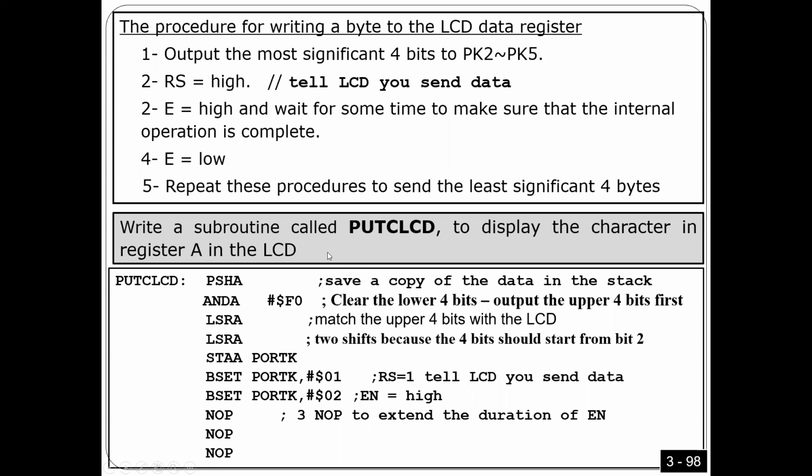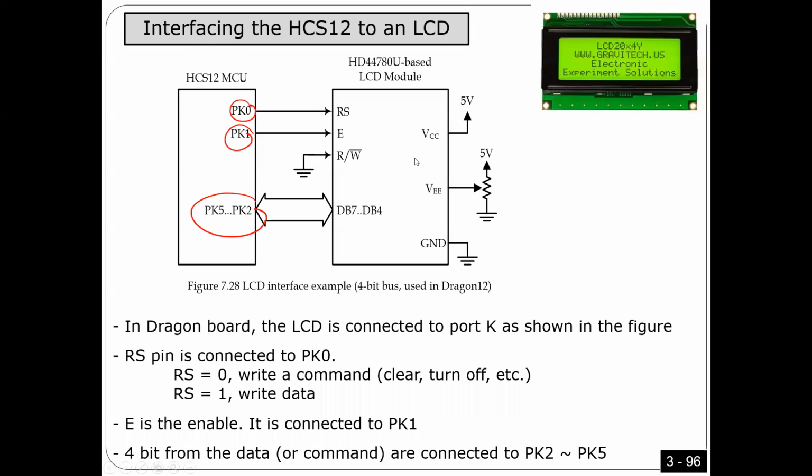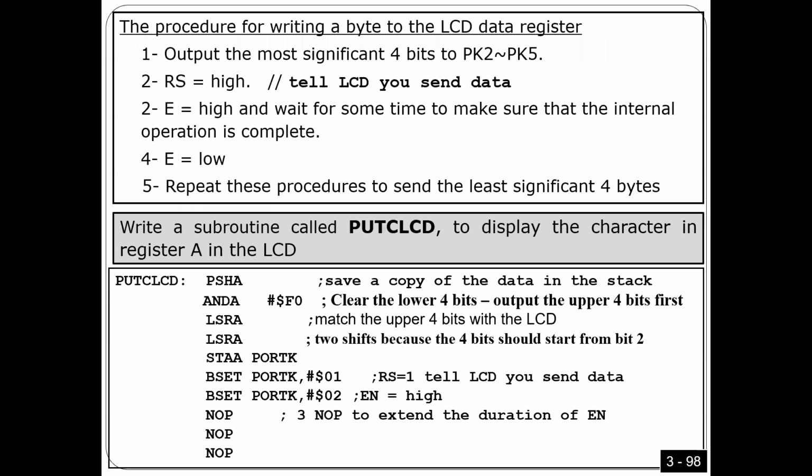Also, last time I explained in detail several functions that can be used to use this LCD. The first function I explained is put character to LCD. This function is used if you want to write a character, only one character. Before you call this function, you have to store the ASCII of this character in register A. After that, you call this function. This function is going to display this character in the location of the cursor.